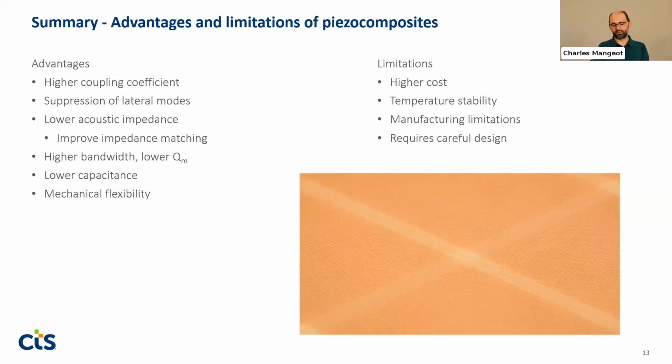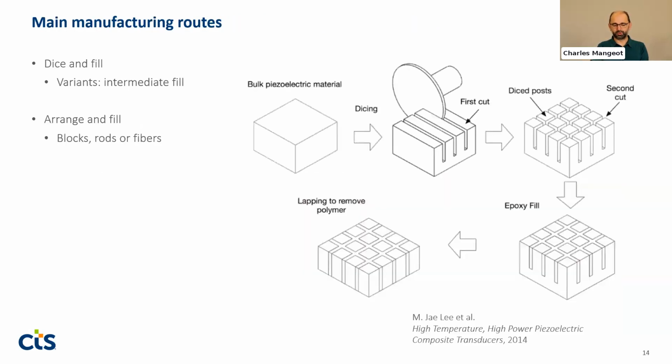One of them is the temperature stability. The piezo ceramic is relatively stable with temperature, but the resin can have some more significant variation across temperature. And there are, of course, also manufacturing limitations, which I'm going to talk about in the next slide. In any case, it does require careful design. There are a lot of parameters to define, and it's not straightforward. You cannot just switch from a solid plate to a composite and expect it to work right away.